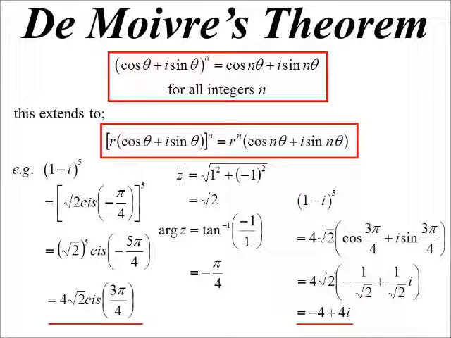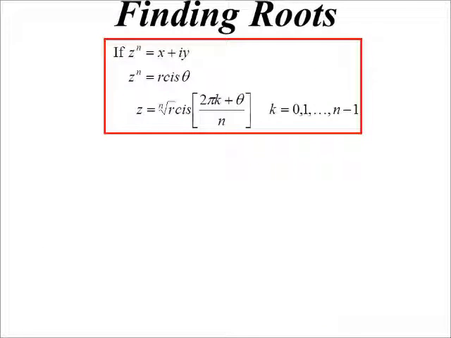Is that quicker than just expanding out (1 minus i) to the power of 5? I mean, if you know your binomial theorem, it's not too hard to expand that out, because it's only 5 terms. But obviously, the higher the power, the more efficient this theorem works for expanding out. But of course, that's not the only thing we use it for. Finding the roots is where it's really useful.